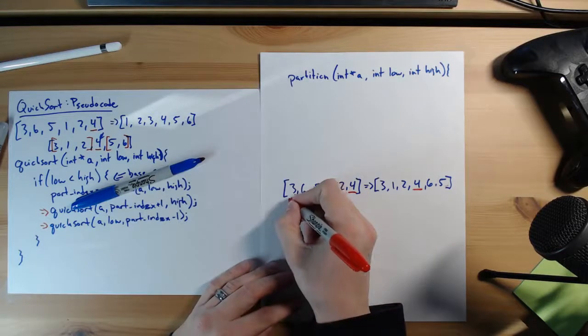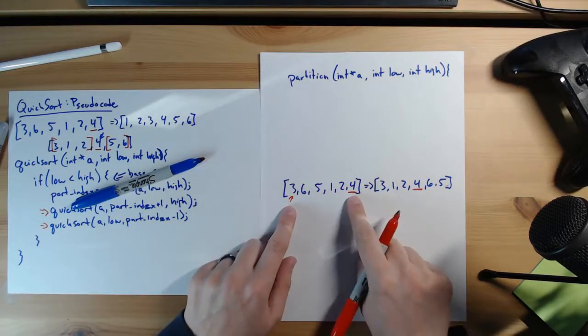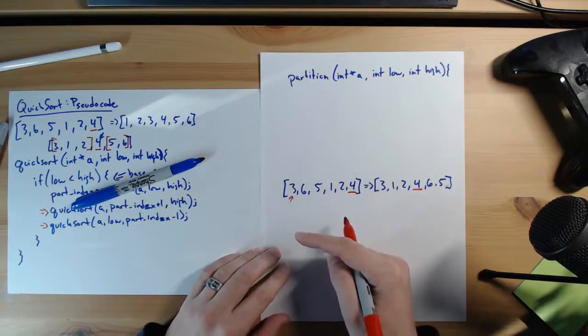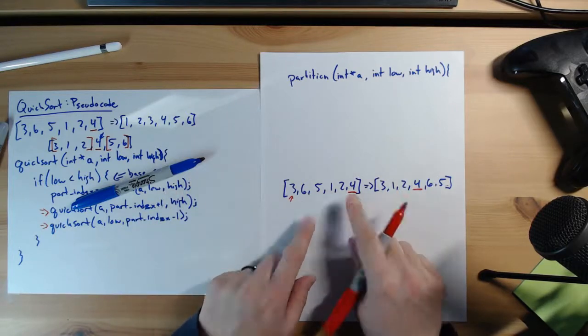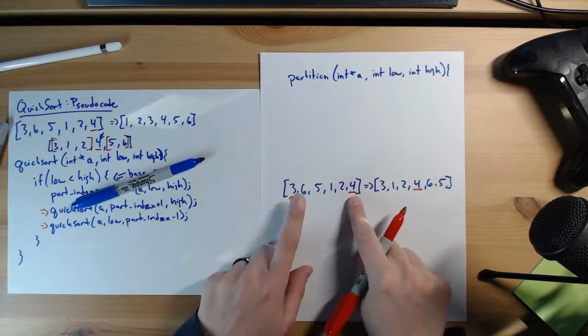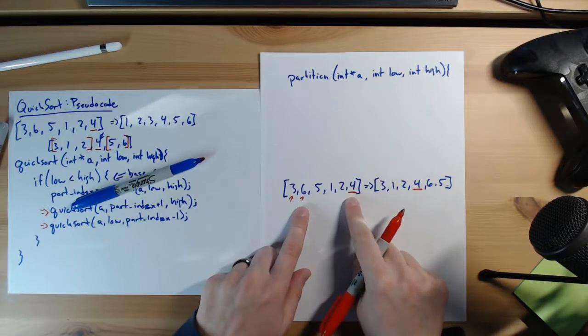First, we would look at the value 3. 3 is less than 4, which means it's good. It's on the left side of our pivot element. There's nothing we need to do here. Then our index goes up by 1. We look at the value 6 here. 6 is on the wrong side of the 4, so we need to swap it.